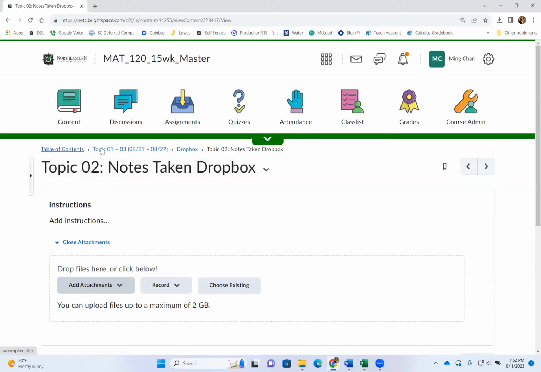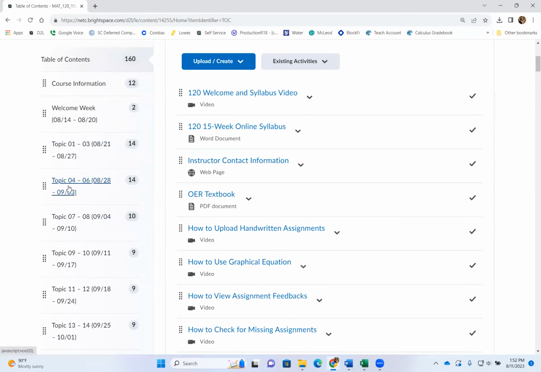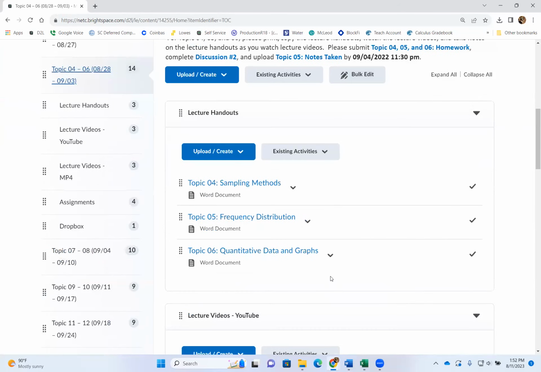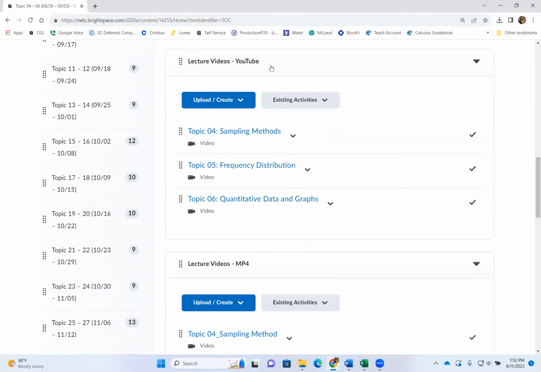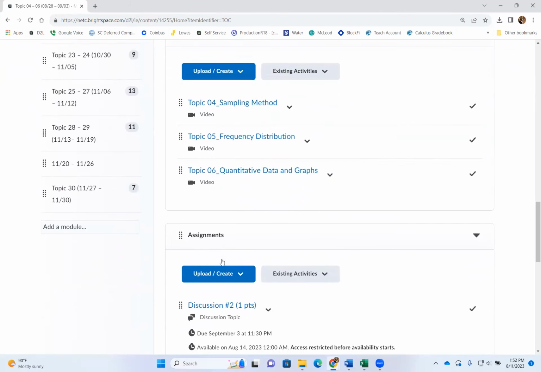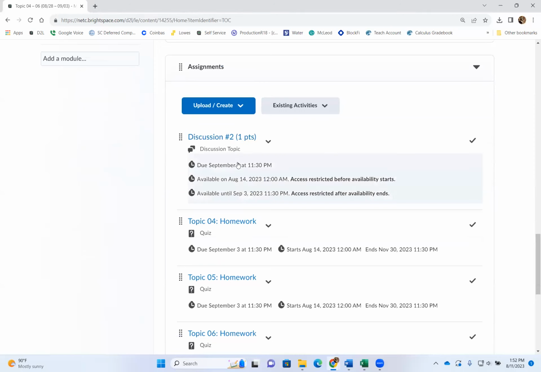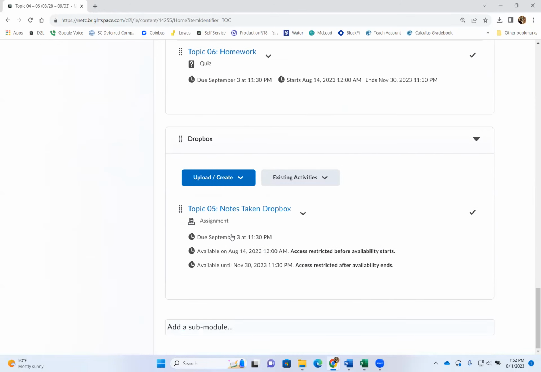So you get the same thing every week. Every week, you're always going to have lecture handouts and the lecture videos for those handouts. You're going to have lecture videos on YouTube or on MP4. You just watch one of the 2, whichever your computer allows you to. Some students cannot watch my lecture videos on YouTube, so they will have to use the MP4. Then complete your assignments, watch your video, take notes. After that, complete your homework and the discussions. And then turn in the notes.